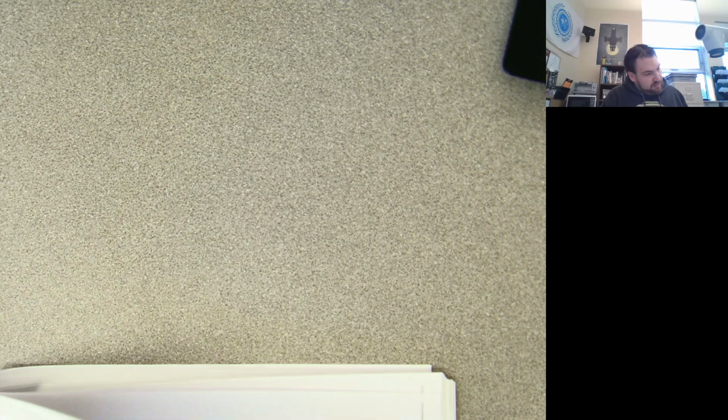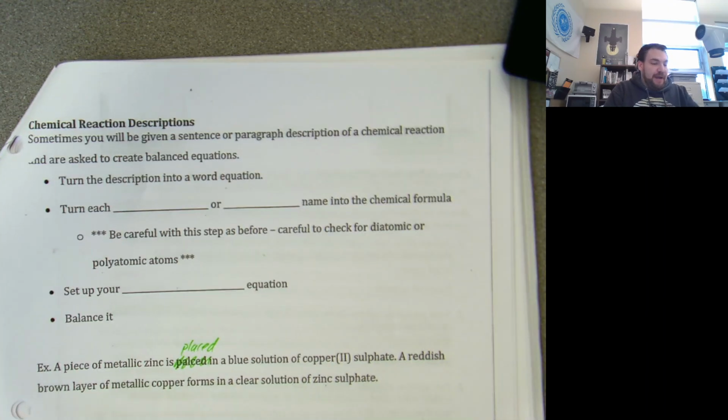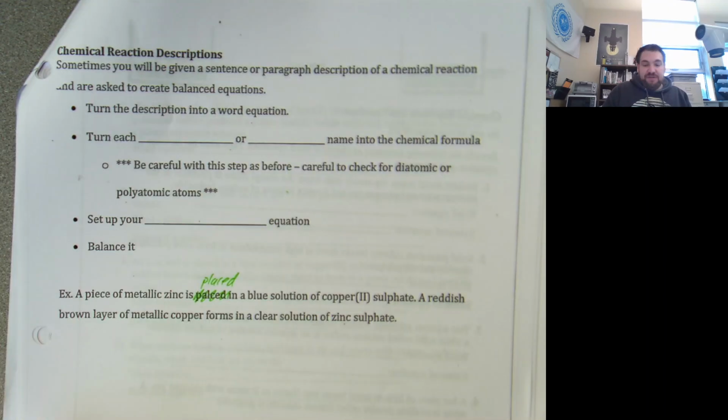So, the last little piece here, today's lesson is relatively short as well, and there's a good amount of practice for it. Find me this page, if you haven't already: chemical reaction descriptions. And this is going to lead us into our next lab, which we will do tomorrow in the classroom because the lab is booked.